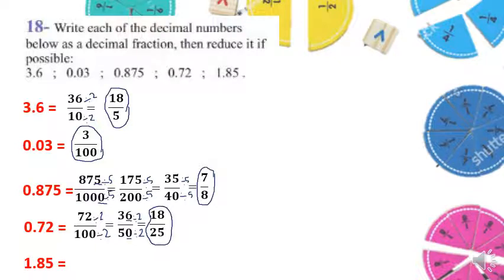Now look at the last one, 1.85, which is 185 over 100. Both end with 0 or 5. So they are divisible by 5. Dividing them by 5, the answer will be 37 over 20. Let's look again. 37 has no divisors other than 1 and itself. Then this is the simplest form of this fraction.